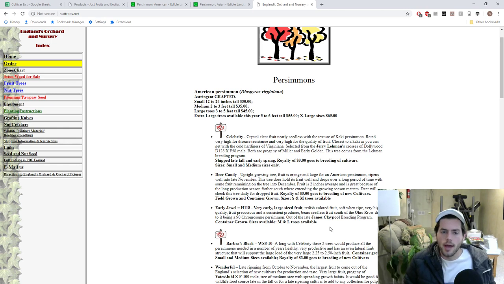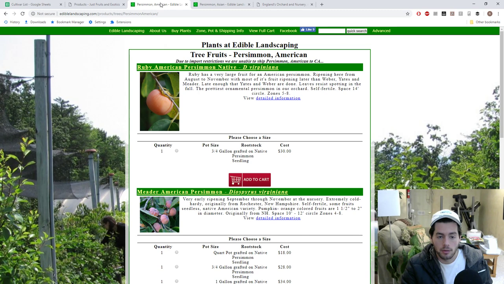So what they're trying to do now, with all these different breeding programs, all these interesting people that are obsessed with persimmons, they're breeding them together and creating hybrids, American Asian persimmon hybrids. And these hybrids are pretty well known now, I would say.